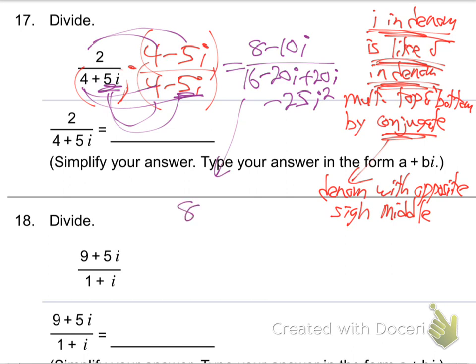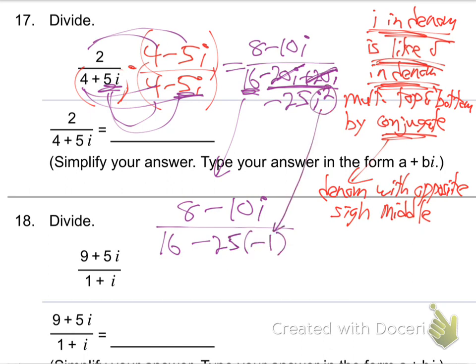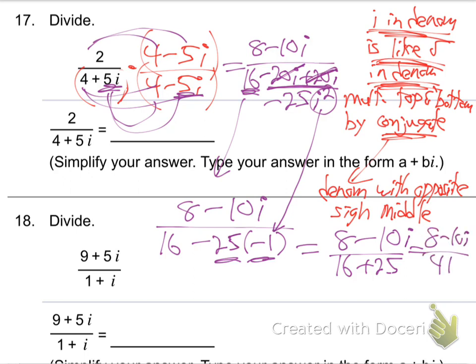Okay, so what becomes of that? 8 minus 10i on the top. On the bottom, it's 16 minus 20i and plus 20i cancel, don't they? That's why we do the conjugate with the opposite sign in the middle to get that to happen. Minus 25i squared, but what do we always do with i squared? Negative 1, huh? So what does that give us? 8 minus 10i over 16 plus 25, negative times negative, which is 8 minus 10i over 41.